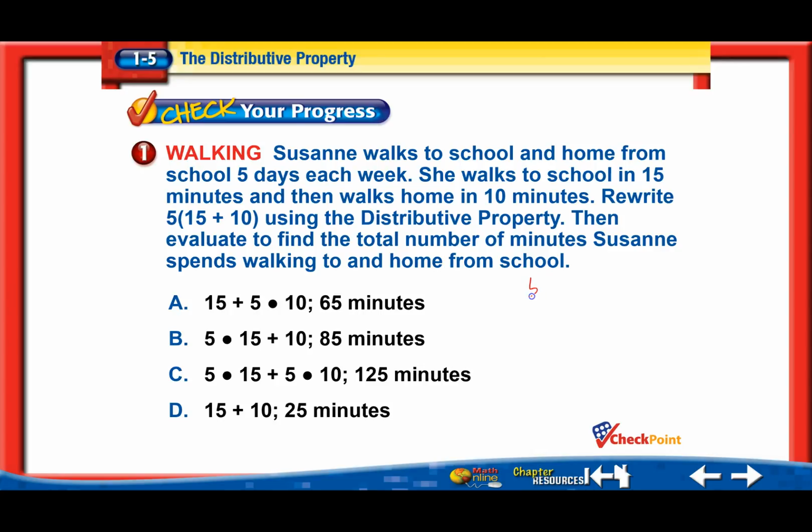So I'm going to rewrite this out, 5 times (15 plus 10). I would distribute, so 5 times 15 plus 5 times 10. 5 times 15 is 75, plus 5 times 10 is 50. Add those together, it's going to be 125. So 125 would be C.